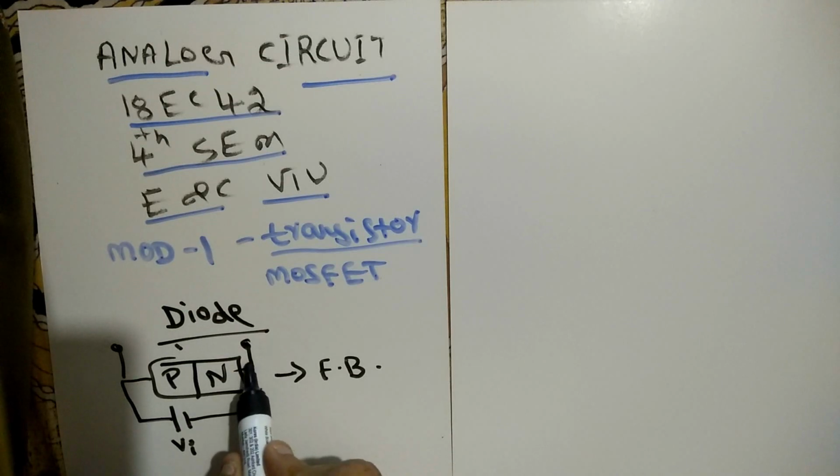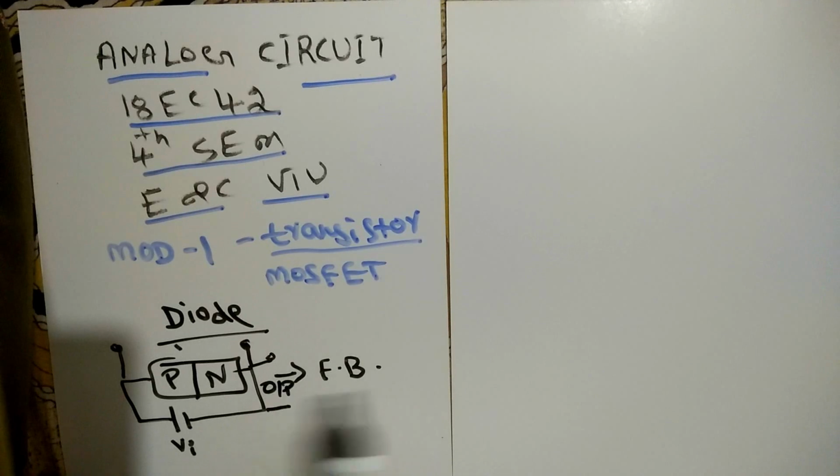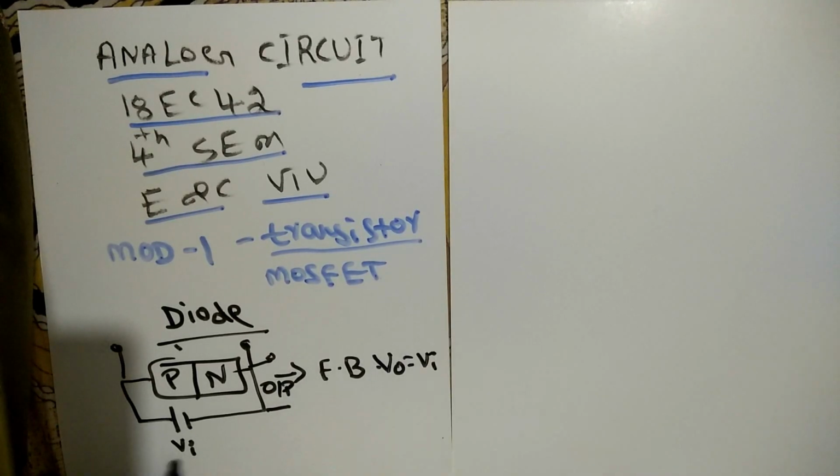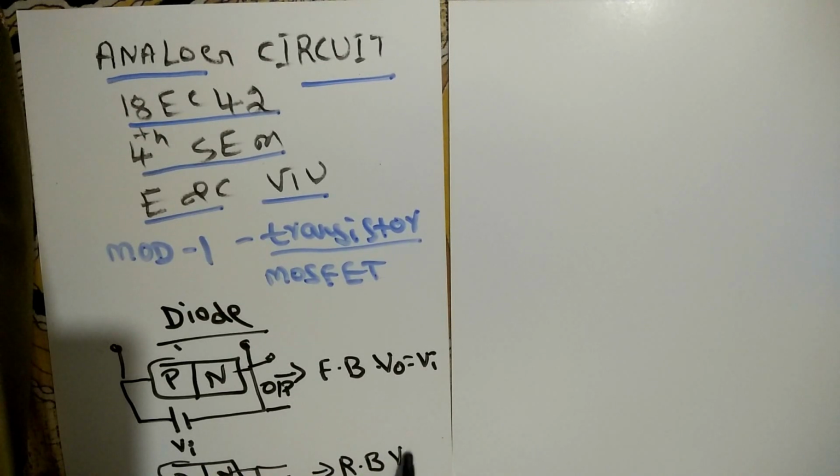We usually take the output on the N type. So the output of the diode is equal to the input, V0 is equal to Vi. With the same technique, if we give negative to P and positive to N, then what about the output side? We call this reverse bias, and V0 is 0.